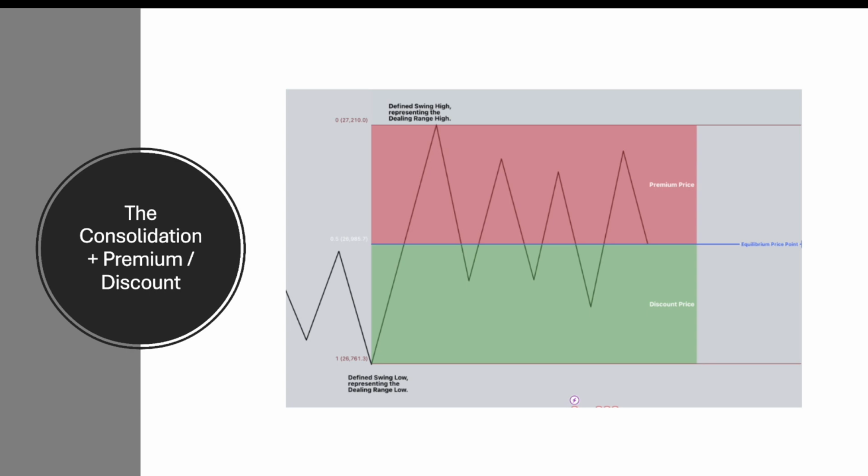The consolidation plus premium discount, again, this is how it looks like. We have a defined swing high representing the dealing range high, and we have a defined swing low representing the dealing range low.